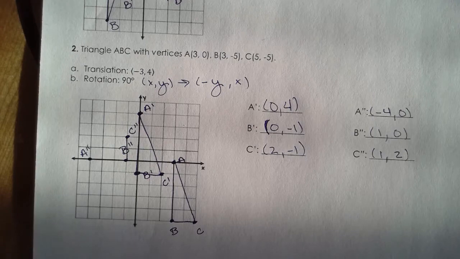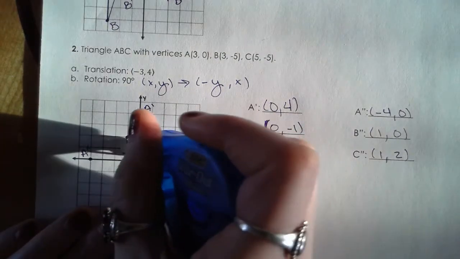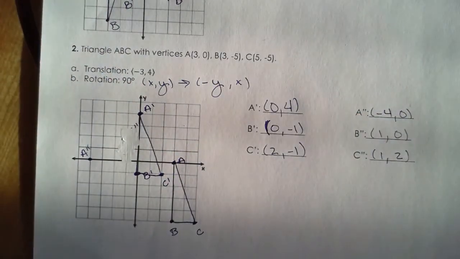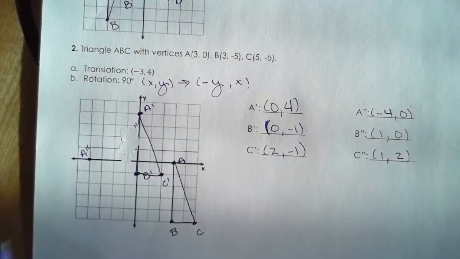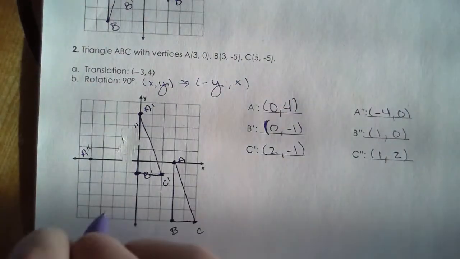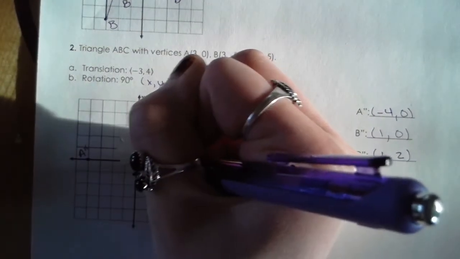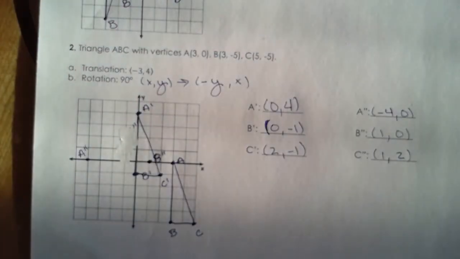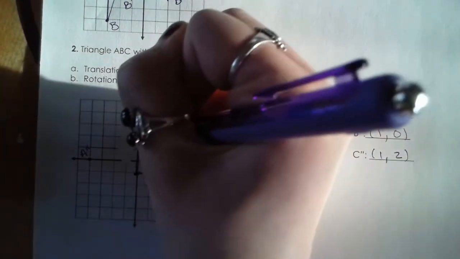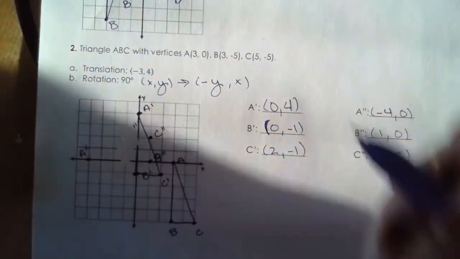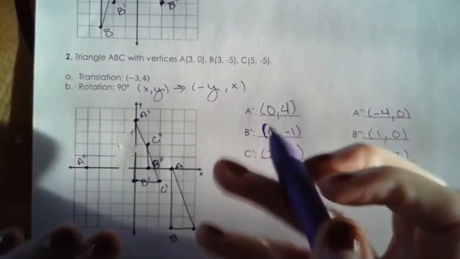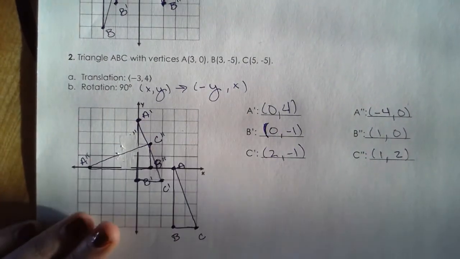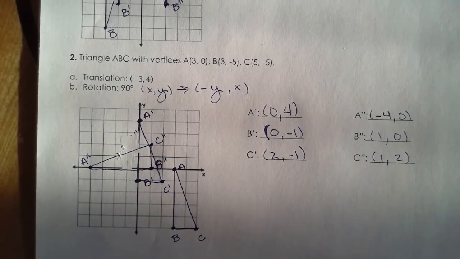I just realized that these are supposed to be positive. Hopefully you didn't make the same mistake that I just did. So B should actually be at 1, 0, which is right here. So this is actually B double prime. And then C double prime is at 1, 2. That looks better. All right, so now I'm going to connect those points. Sorry about that. Hopefully you didn't make that same mistake. And that should be your final rotation.